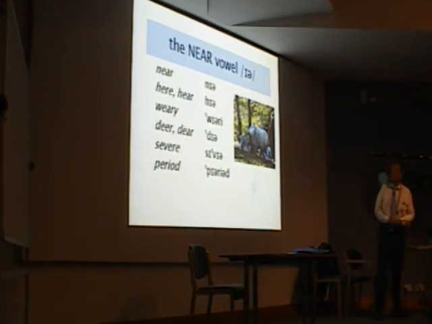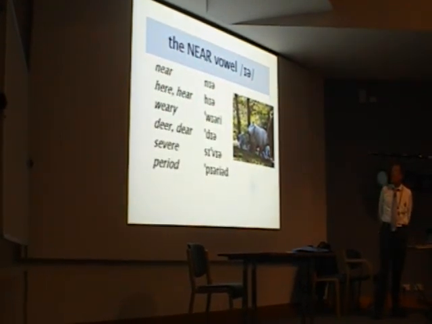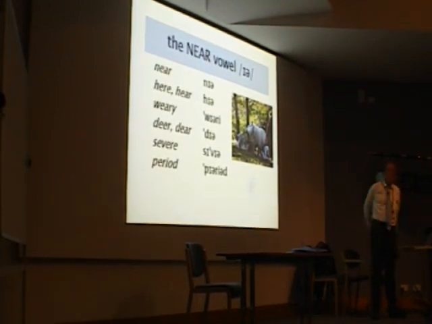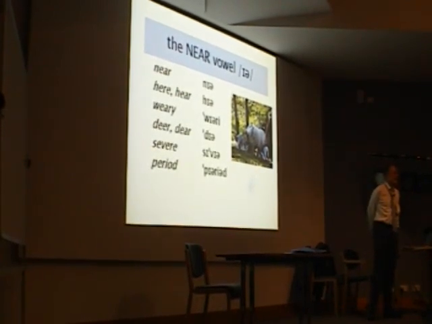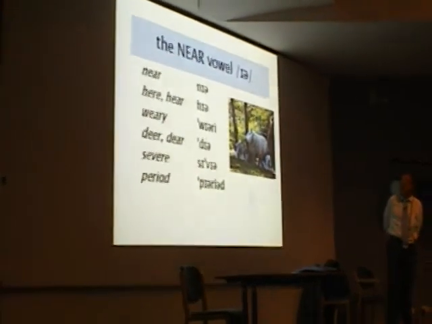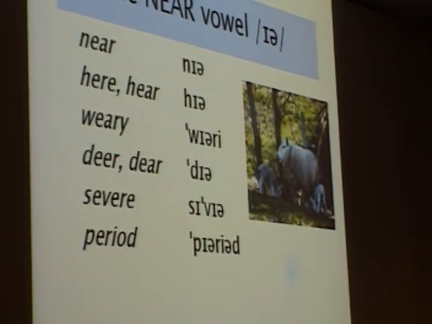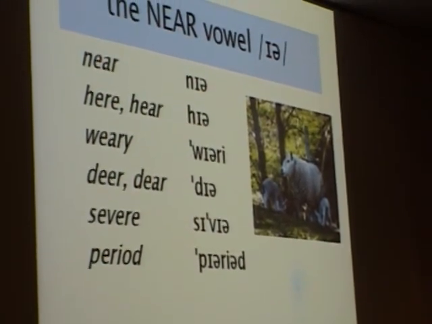Then we have a further group, the near vowel. I couldn't really find a nice picture for near, so there's a sheep with two lambs standing near it. Near, here, weary, dear, severe, period.